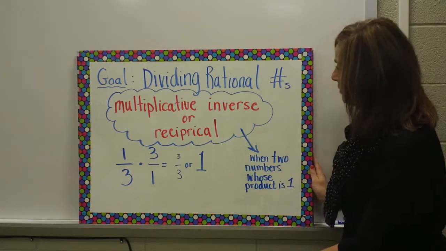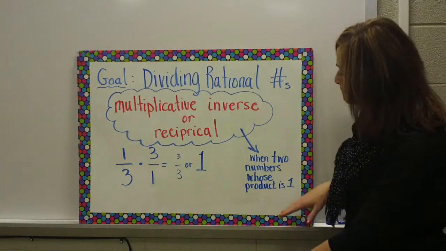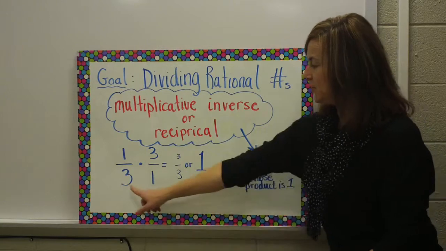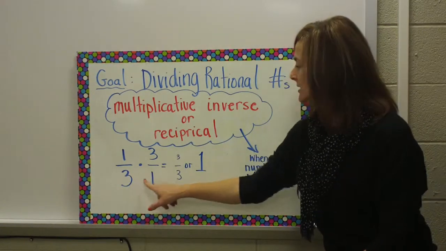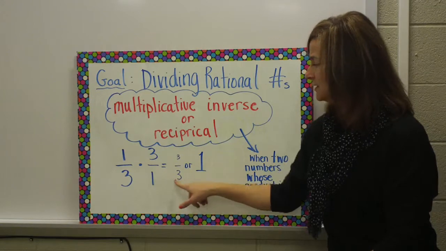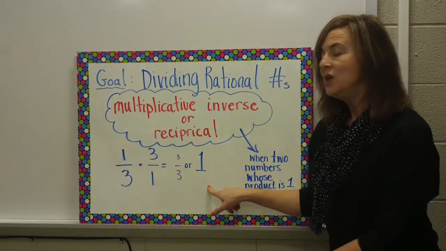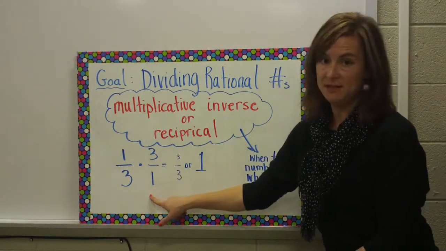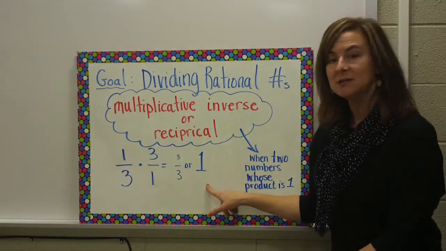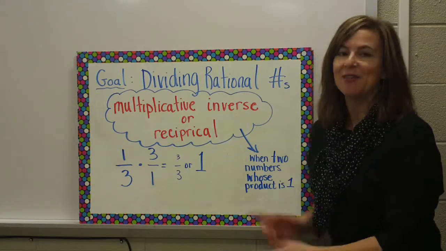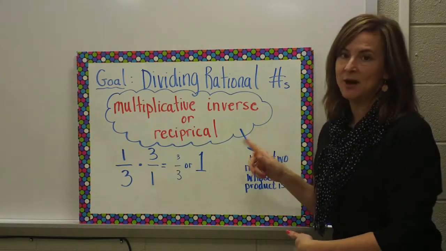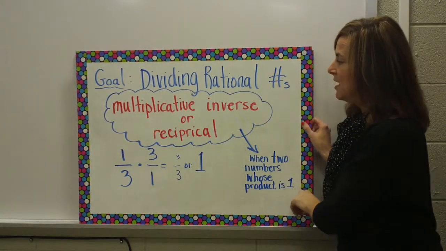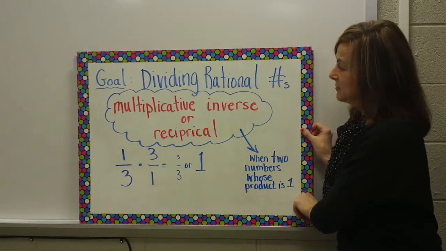So to define that, the multiplicative inverse, or the reciprocal, happens when two numbers multiplied together equal 1. So here's an example. 1/3 times 3 over 1 equals 3 over 3, which is 1 whole. So again, the multiplicative inverse means when I multiply these two, I'm going to get the product of 1. Let's take a look at how this is applied to dividing rational numbers. Make sure you have multiplicative inverse and reciprocal in your notes defined as well.